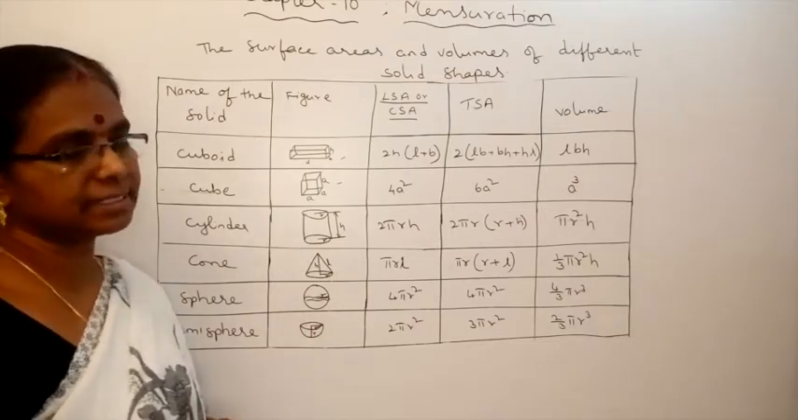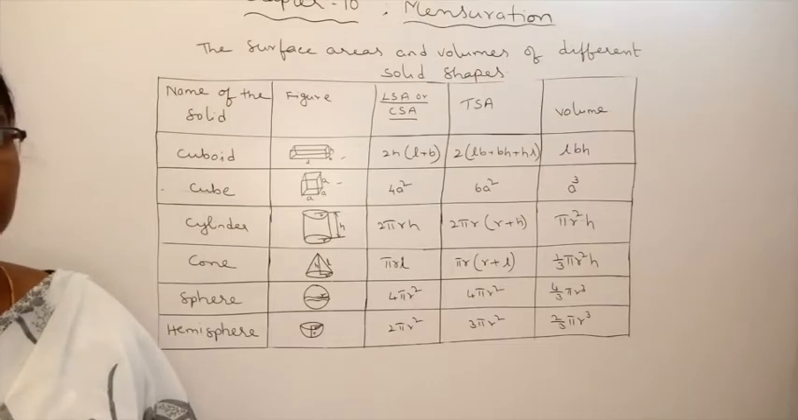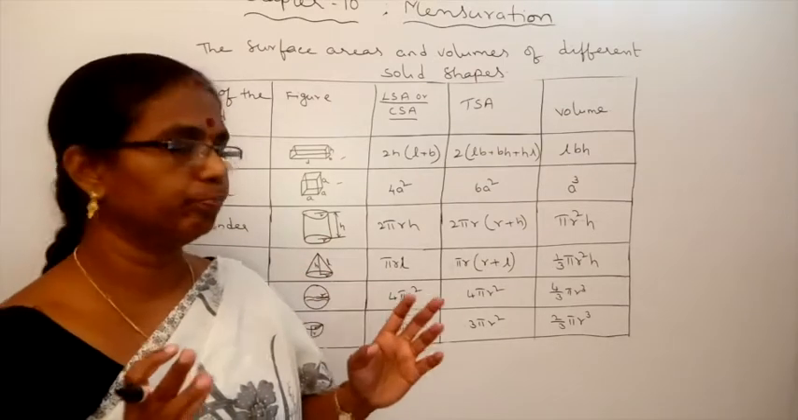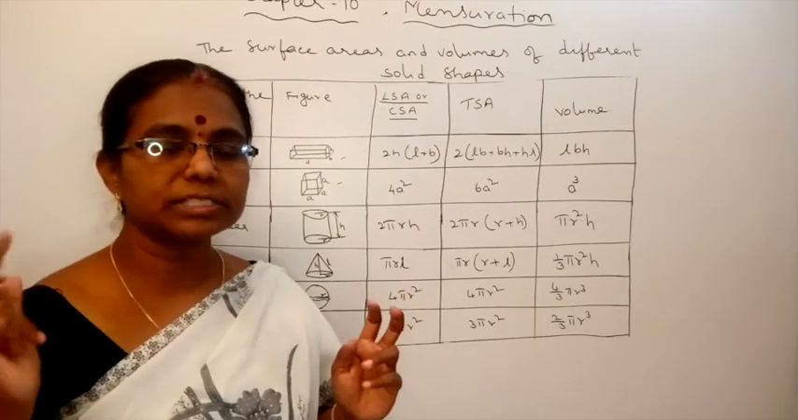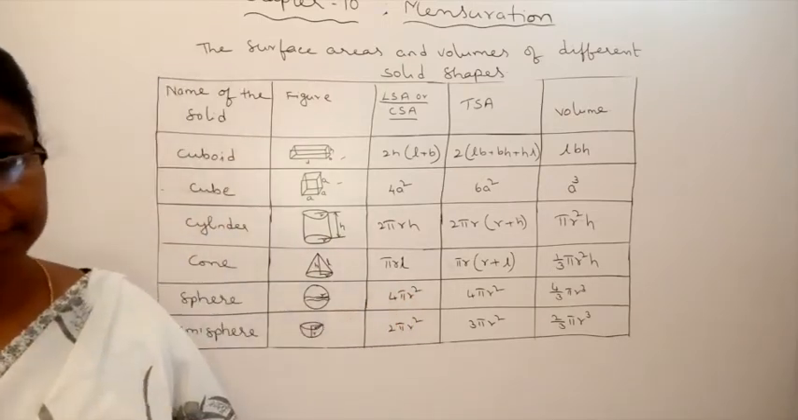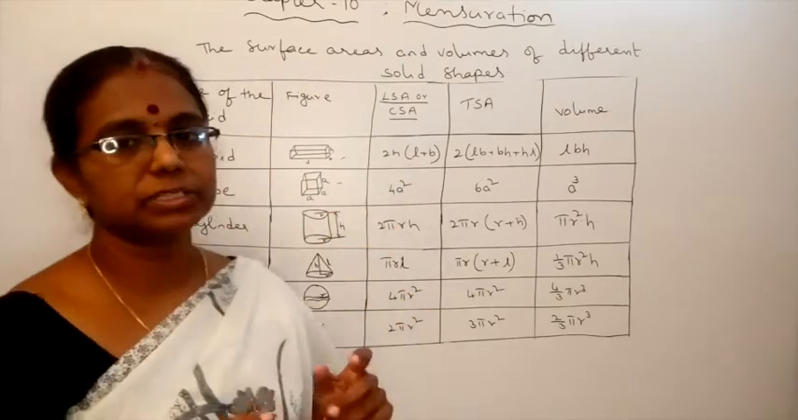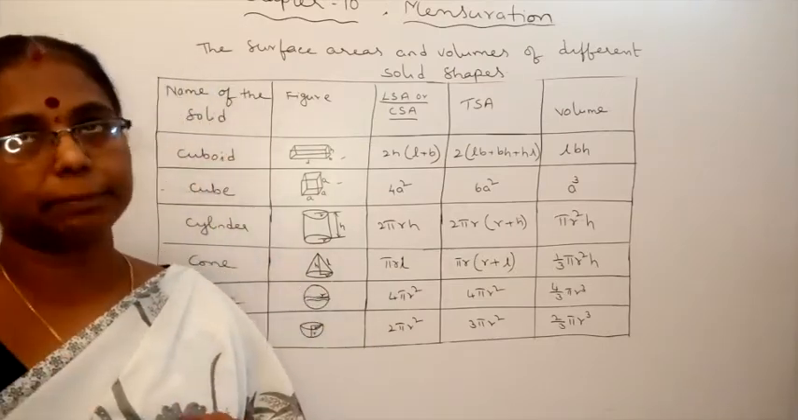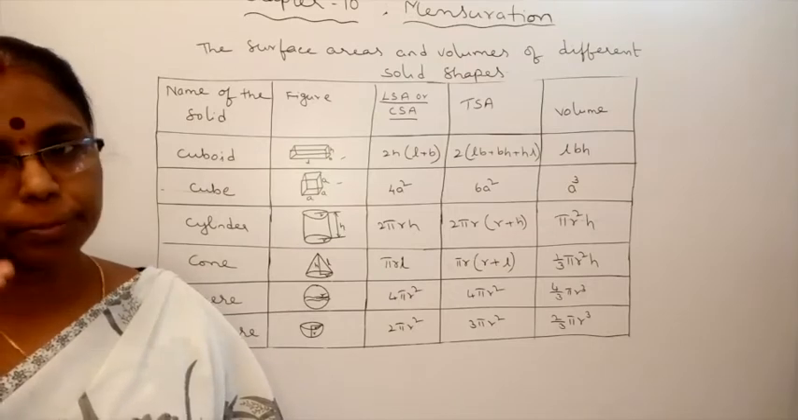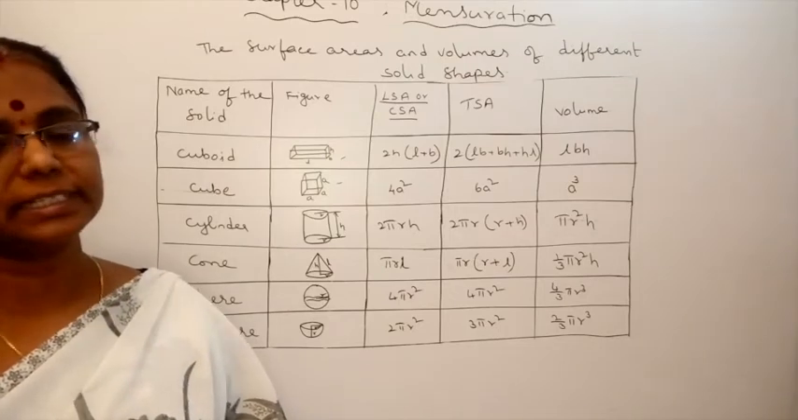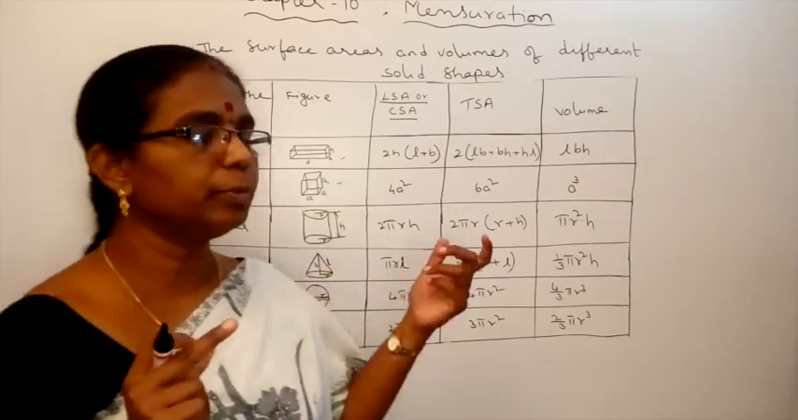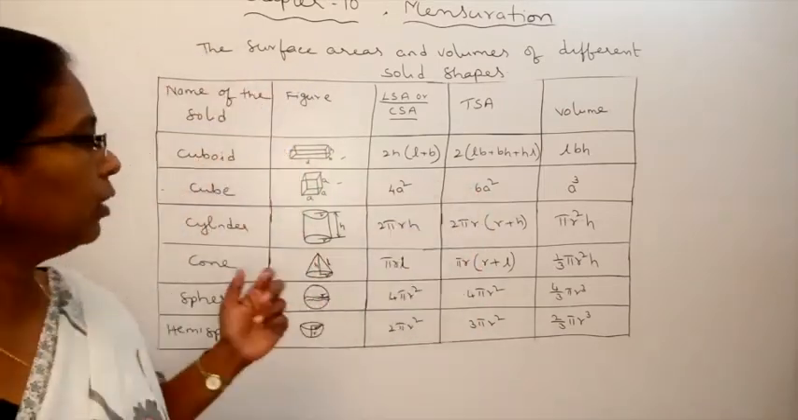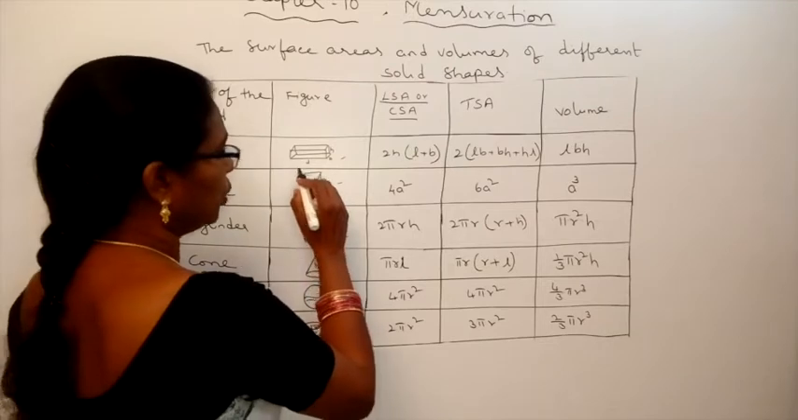What is the LSA or CSA? LSA means only the sides' area. Suppose you take one room, then the area of the 4 walls comes under LSA. TSA means total surface area, meaning 4 walls plus floor and roof, top and bottom plus 4 walls. That comes under TSA. Volume is how much capacity that room has. That is volume.